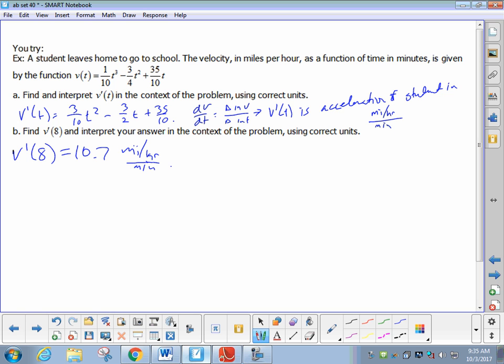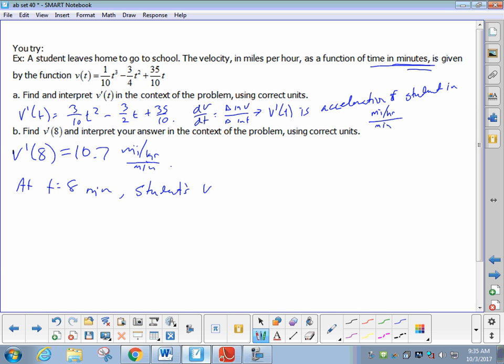Now interpret. Start with the time. At time equal 8. Units on time equal 8, minutes or hours? Yeah. At time equal 8 minutes, the student's velocity is... All right, so you could say it's accelerating at 10.7 miles per hour per minute.